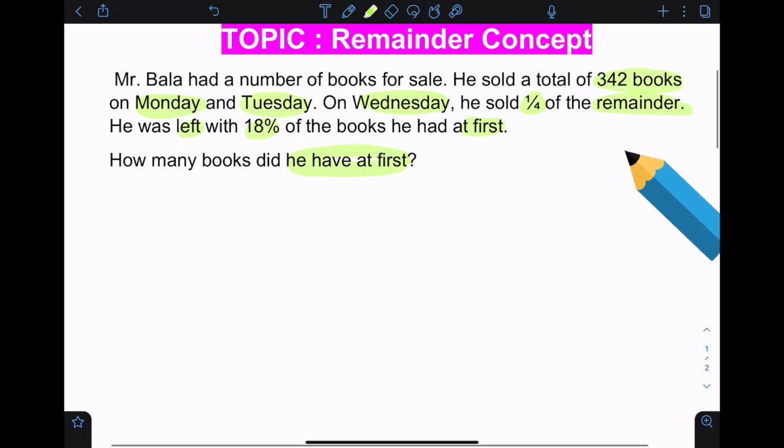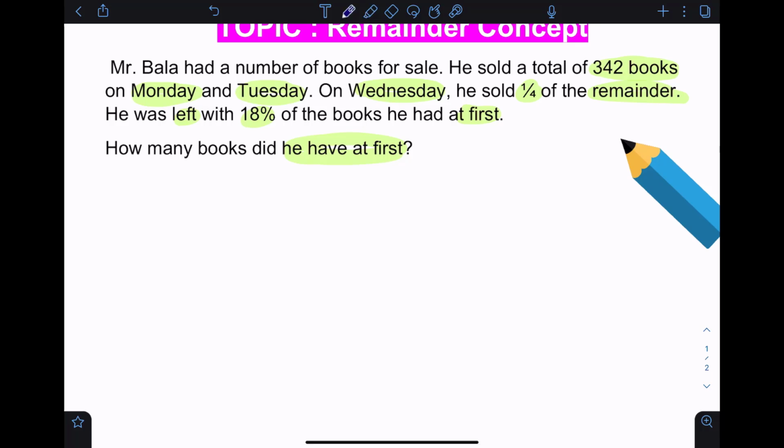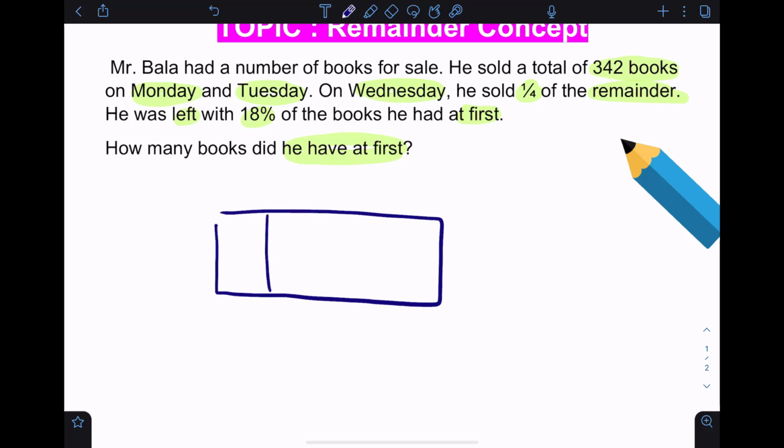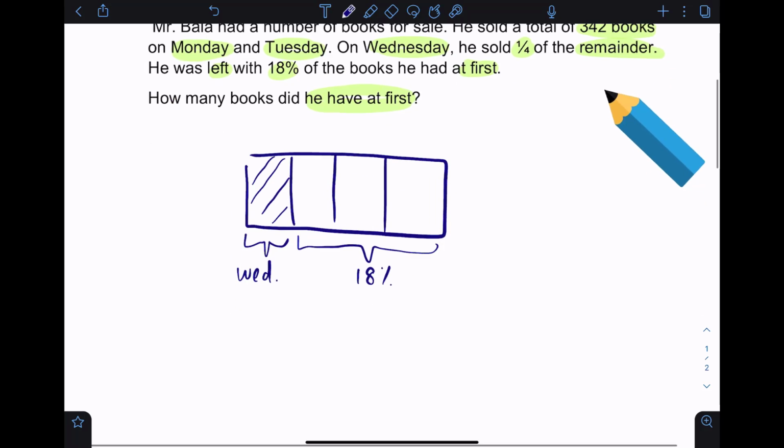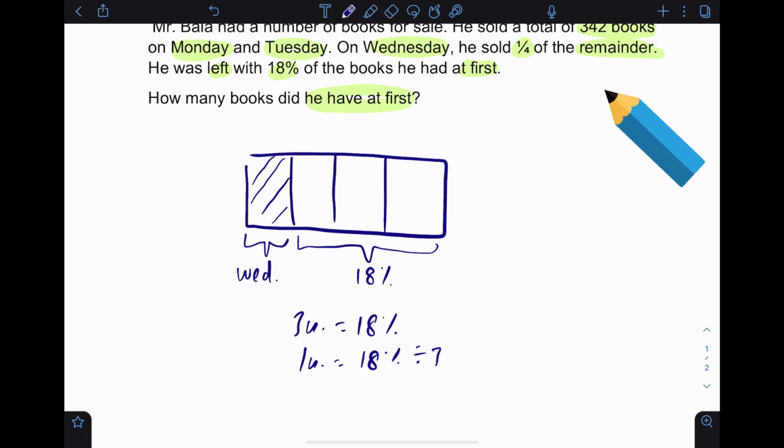Now, to solve this effectively, we can focus first on the remainder, right? So the remainder is 4 units. And out of 4, he sold 1 out of 4 on Wednesday. And he was left with 18% of his original books. Right? Which means to say that 3 units is 18%. So 1 unit of your remainder will be 18% divided by 3, and that will be 6%.